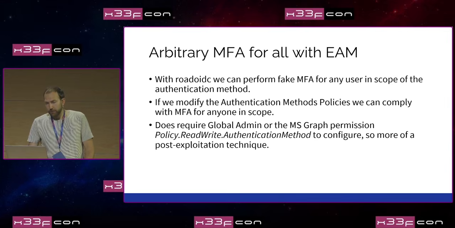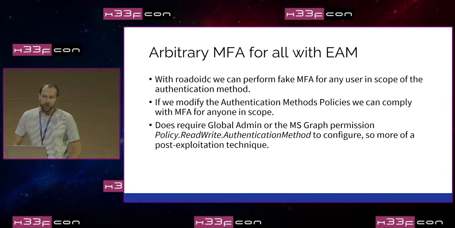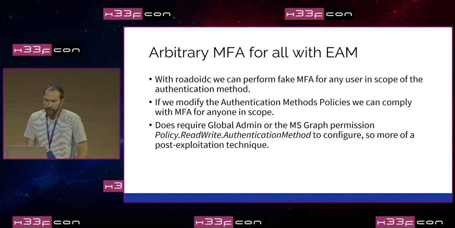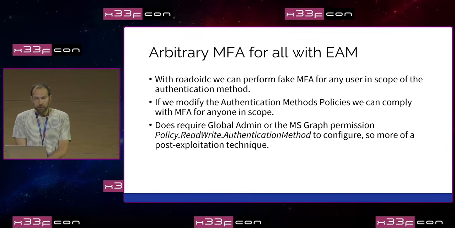So what you can do is, if you're doing some post-exploitation and you want to bypass multi-factor authentication in a tenant, with roadoidc, we can actually basically fake the MFA. So if you have high privileged access in a tenant, then I can just add an external MFA method, and I put my users in scope that I want to laterally move to, or that I have the password for, but not the MFA. I put them in scope of my external authentication method, and then they don't need to do multi-factor anymore, because I can just put them in scope of my fake MFA method.